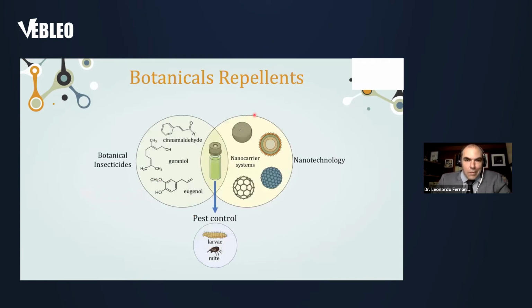The first case that I'd like to show is the case of botanical repellents. We select different botanical repellents found in isolated essential oils from plants, and we start mixing these components in a combination that does not exist in nature. This means we can combine geraniol and eugenol, and there are no essential oils in nature that have a mixture of geraniol and eugenol. And we use different strategies to encapsulate and to use in pest control.